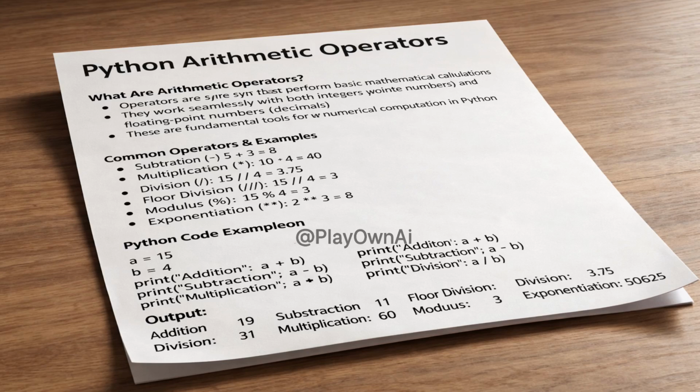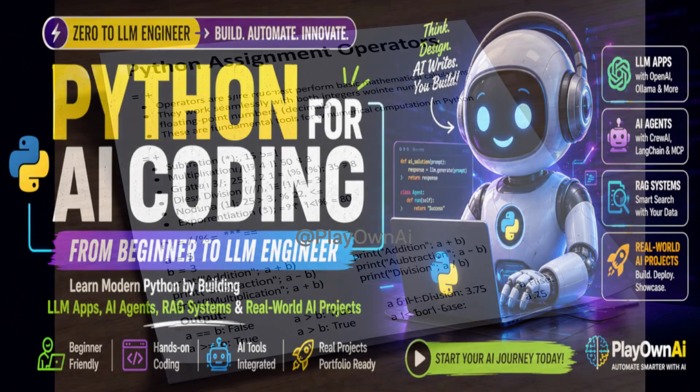Let's wrap up. We have now learned all the arithmetic operators in Python: addition, subtraction, multiplication, division, floor division, modulus, and exponentiation. By practicing each operator individually and running the program after each step, you can clearly see how they work. These operators are the foundation of all mathematical calculations in programming, and once you master them, you will find them everywhere in real projects, whether in finance, data analysis, or even game development.